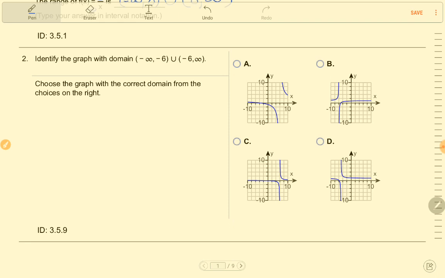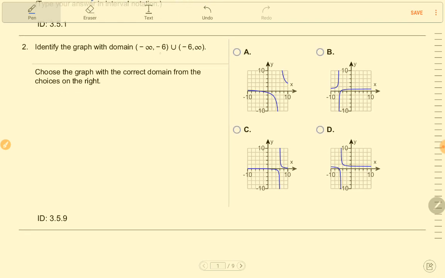Number 2 says identify the graph with the domain from negative infinity to negative 6, union negative 6 to infinity. So what this tells us is that we cannot allow x values to hit negative 6, right? So that means there must be a vertical asymptote through x equals negative 6. So let's figure out which one of these has an electric fence through the value x equals, well, that's negative 6. So negative 6 would be on this side, right?